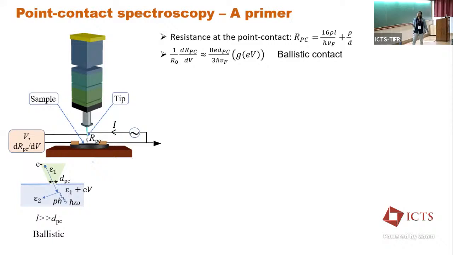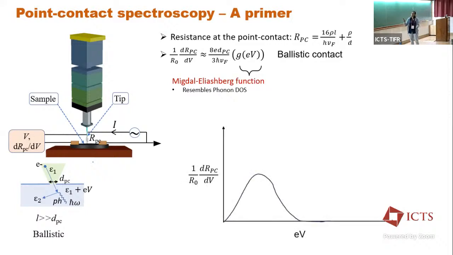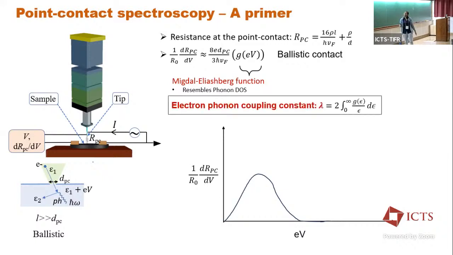So if you take the derivative of the point contact resistance, you will see that it closely resembles the phonon density of states, which we call the Migdal-Eliashberg function. It will look something of this sort. When you have the highest number of phonons, the change in resistance will be high. At sufficiently high energies, when the phonons are not there in the density of states, you do not have any change. So from here one can extract the electron-phonon coupling parameter.